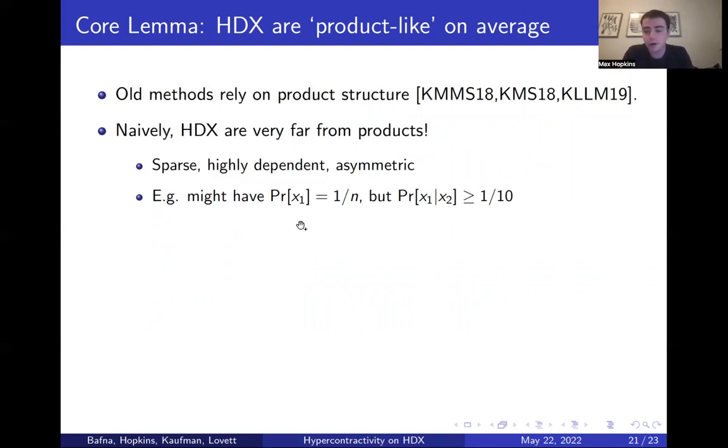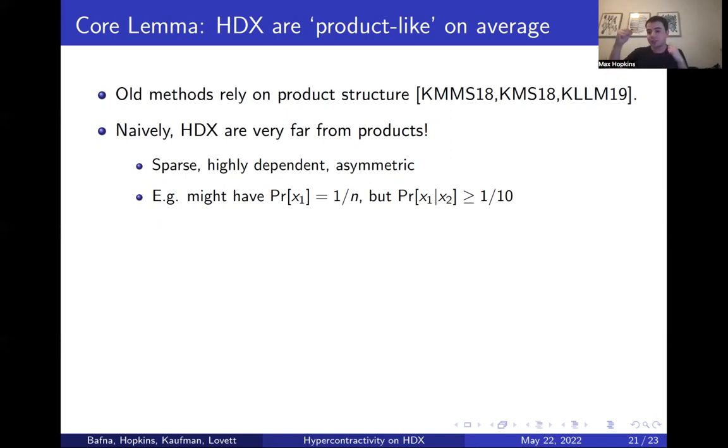And so to be a little bit more concrete on why these are far from products, let's consider a bounded degree HDX, which means you have n vertices, but each vertex maybe only appears in a constant number of k-sets, like 10 k-sets or something like that. And so each vertex might have measure 1 over n, but as soon as we condition on another vertex, well, this only appears in like 10 things, right? So either the probability of x1 conditioned on this is like a 10th, or it's 0. It doesn't show up at all, right? So we jump from 1 over n to a 10th or to 0.